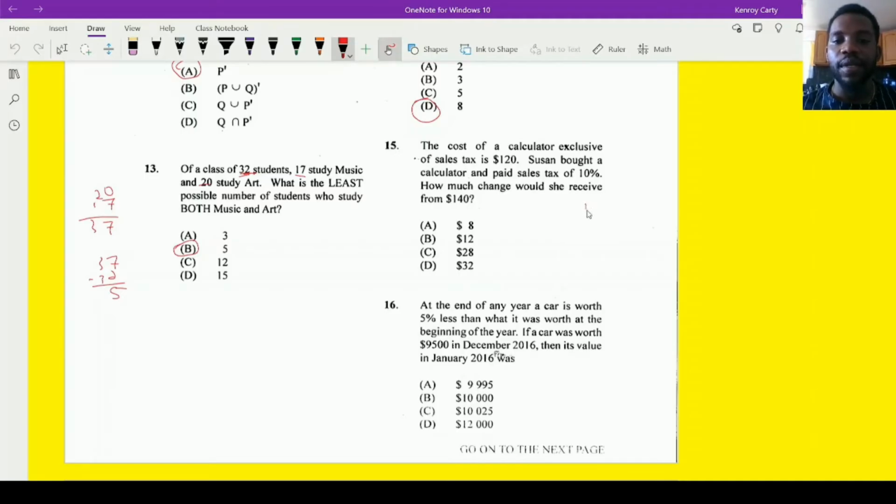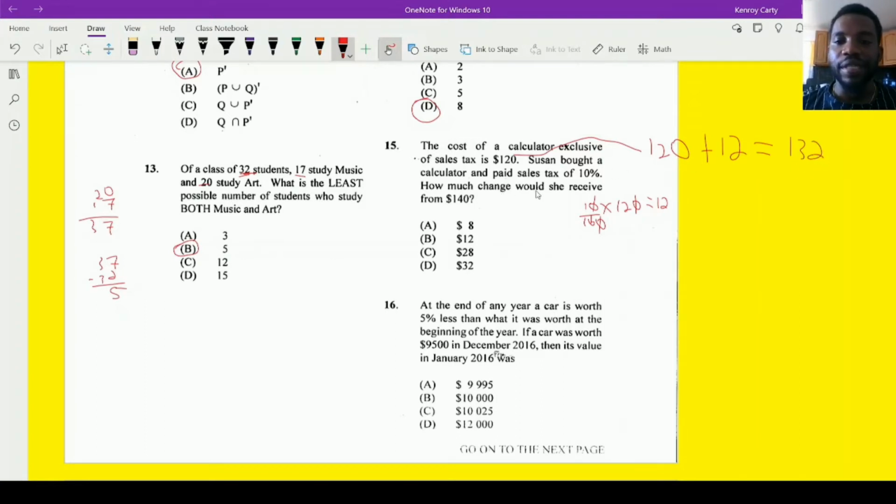So it's going to be 10 over 100, percentages per 100, multiplied by the 120. Zeros make life so easy when you reduce them. So it's $12 that is going to be taxed. In other words, they're going to pay the 120 and they're going to pay the tax, which is 12. So the total amount of money that they would pay is going to be 132.